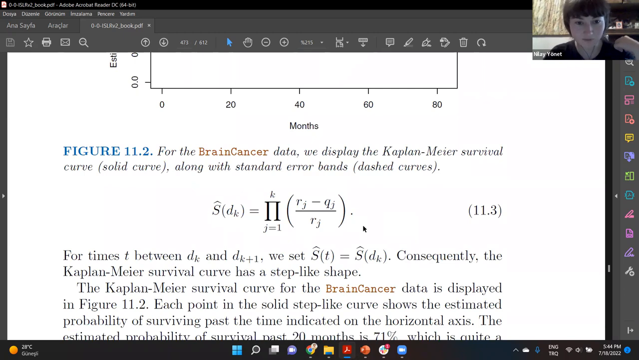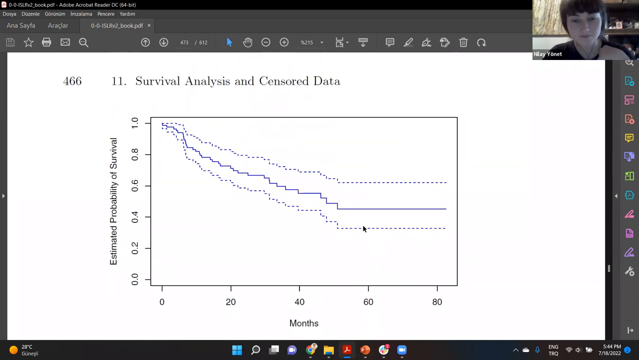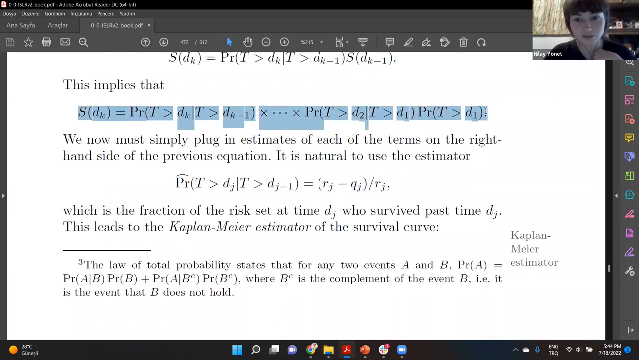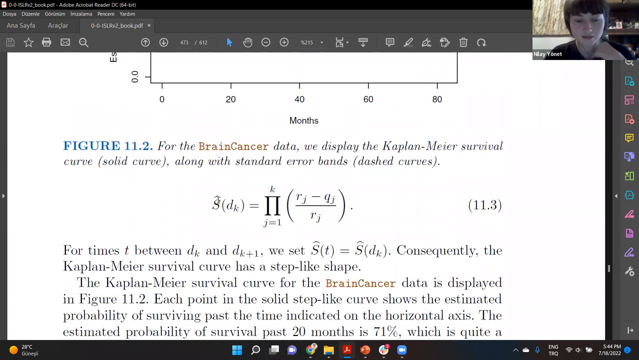Let's talk about here as well. Since we have this kind of estimation, and since we have this long formula here, we can change this J with different K values, and here same as well, and they are all in multiplication, we can write the formula like this. So the estimation of the survival function is the multiplication from one to K of one minus QJ over RJ. You can write it like that.